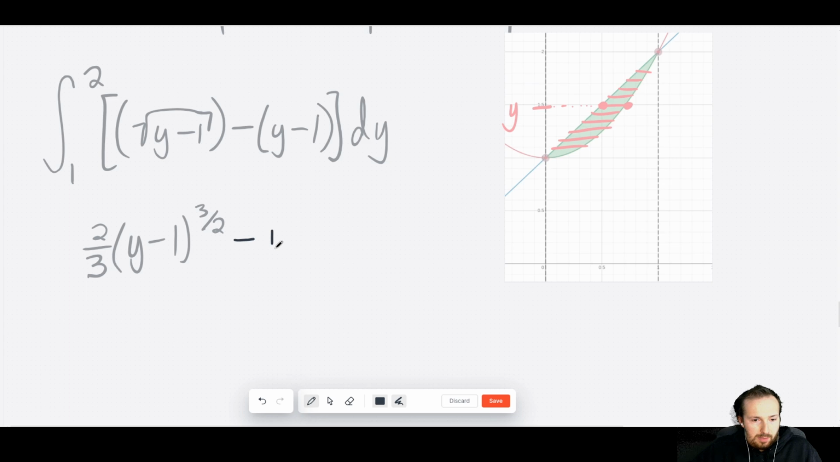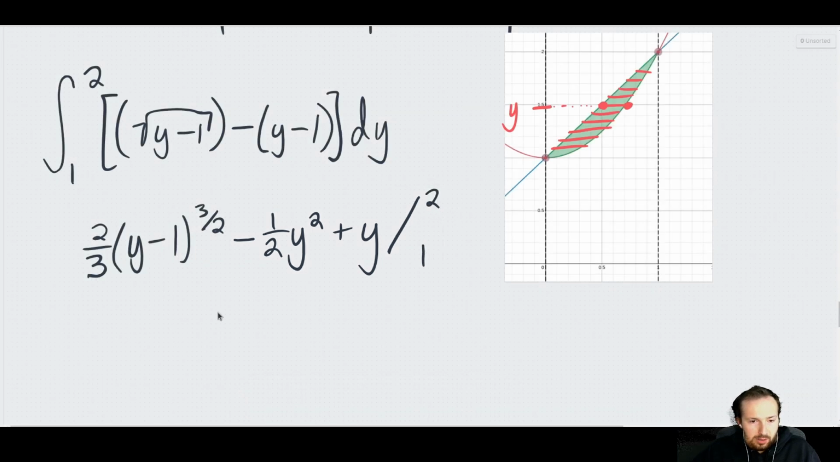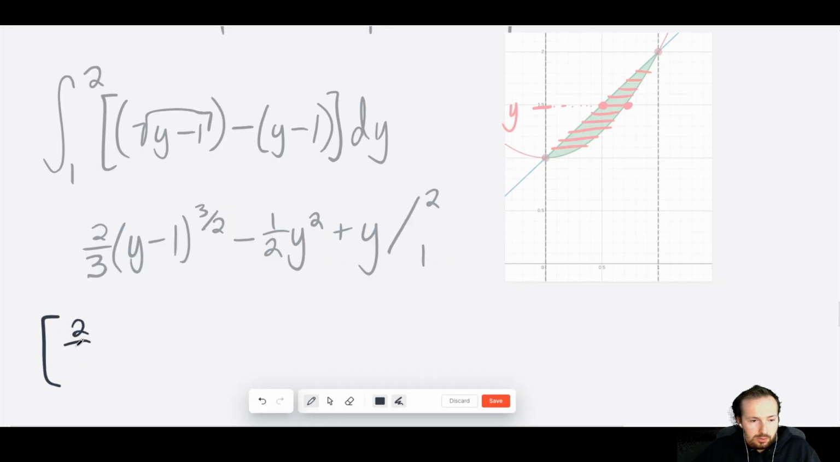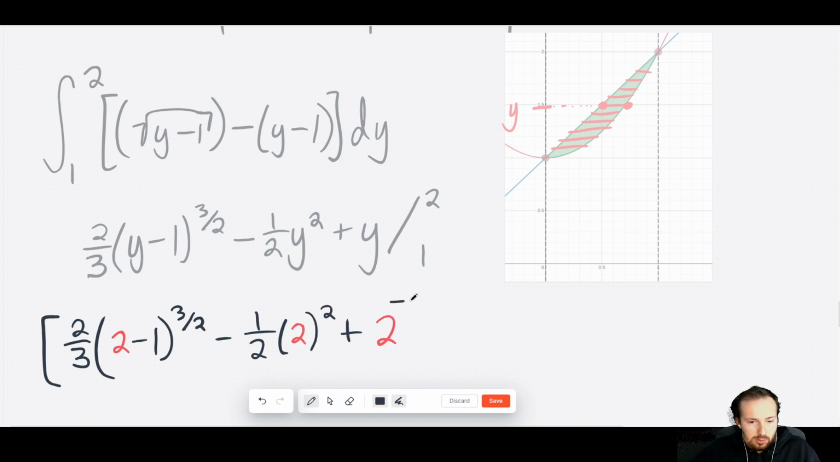And then for this one, it would be minus 1/2 y squared, and then plus y, because that would be plus 1, and the antiderivative of that is y. And then we're integrating that between 2 and 1. So let's think about how this would play out. First off, it would be 2/3 times 2 minus 1, so 2 minus 1 to the 3/2, and that's going to simplify to 1, so the 3/2 doesn't matter anyway. Then minus 1/2 times 2 squared plus 2. So that's if we evaluate the antiderivative at 2.